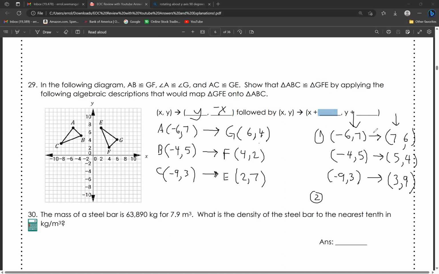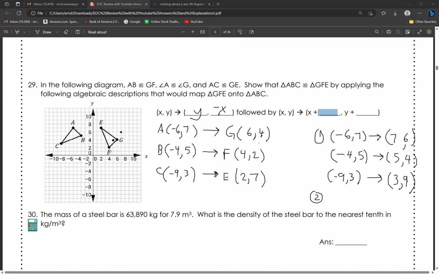Now, step two. Okay, let's draw these coordinates on the graph. So where are we? 7, 6. 7, 6 is right here. 5, 4 is right here.